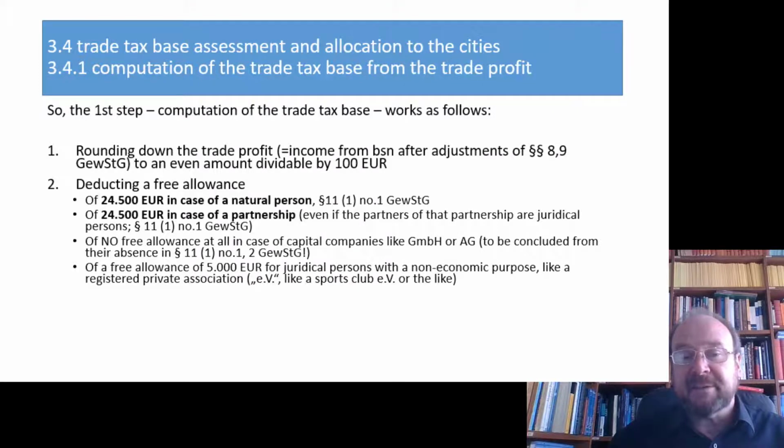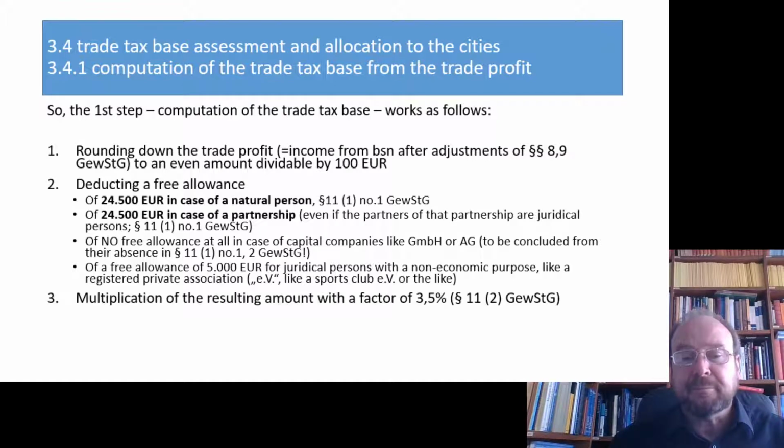Whereas in cases where you have a juridical person established for a clearly non-economic purpose, like a registered private association, an EV, a sports club, a chess club, or the Friends of the University of Tax Sciences at Kleve or so, in such a case you have 5,000 euro free allowance.